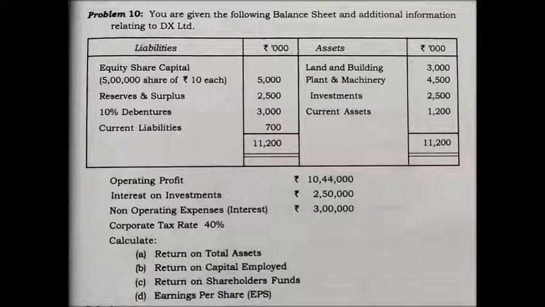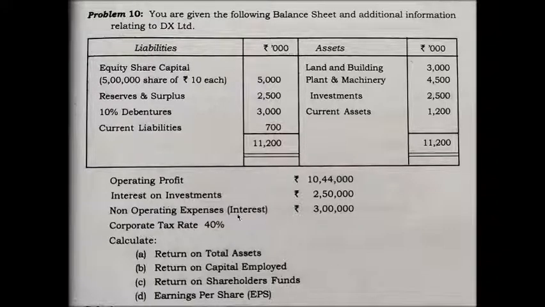You are given the following balance sheet and additional information relating to DX Limited. You are given a balance sheet, liabilities, amount, assets amount. Just go through the items and familiarize yourself with the nature of each and every item given in the statements. And then the additional information is: operating profit is 10,44,000, interest on investment 2,50,000, non-operating expenses in the bracket it is given interest, maybe it may be interest on debentures or maybe interest on bank loan.